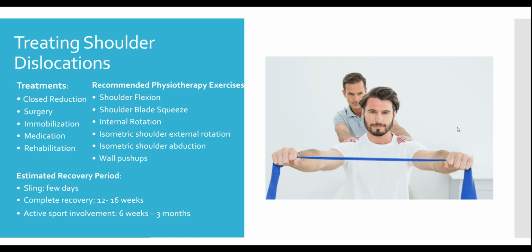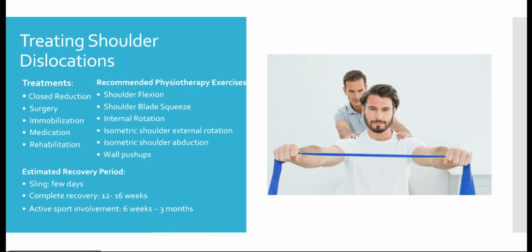Immobilization, which is like using a splint or a sling to immobilize and stabilize the affected joint for a few days. Medication, which is usually just pain relief or a muscle relaxant, and rehabilitation. After the shoulder sling or splint has been removed, doctors will recommend a rehabilitation program to help restore mobility, strength, and stability to the joint.